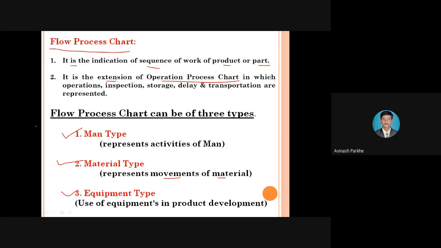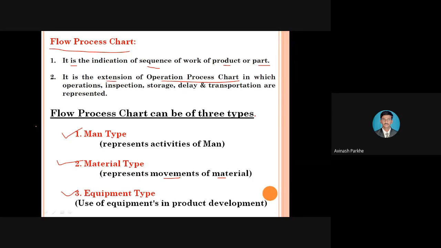Also, this flow process chart is useful to fix the sequence of operations. To fix the sequence of operations means initially I have to perform this operation, so you have to take it at the top. After that, I have to perform this operation, then third this, then fourth this, then fifth this. So whatever the sequence of operations is, it is also fixed by using this flow process chart.